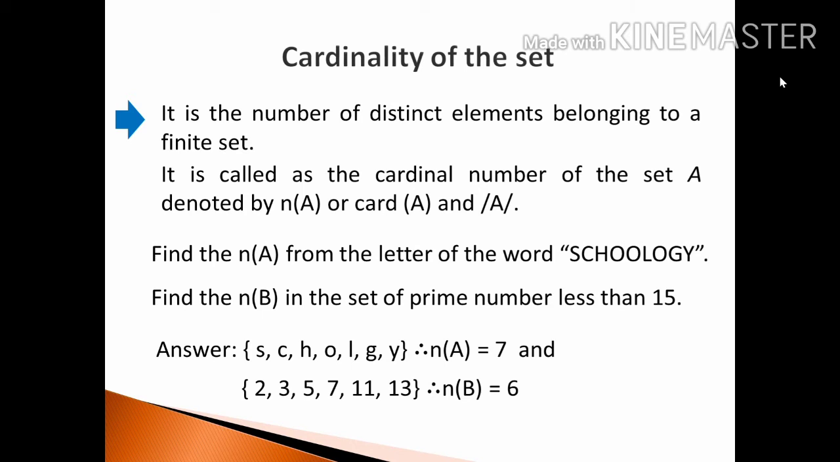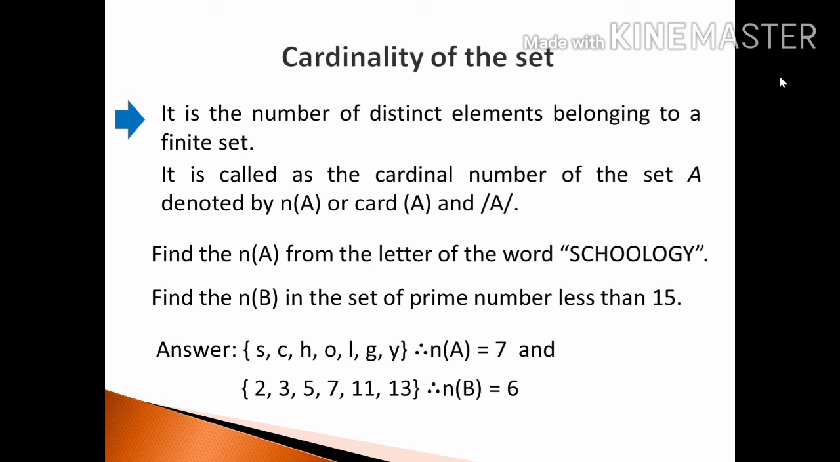Now on the second set, we have prime numbers less than 15. First, we need to list the prime numbers less than 15. So we have 2, 3, 5, 7, 11, 13. Count them individually. We have the cardinality of set B is 6.